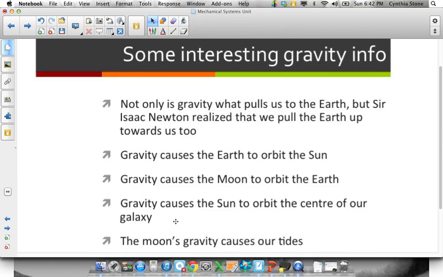And you might know this too, that because of the gravity the moon acts on Earth, we don't feel it, but the tides do. And of course that's what causes our tides.